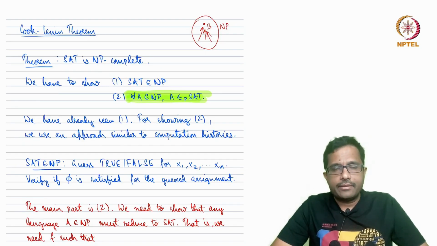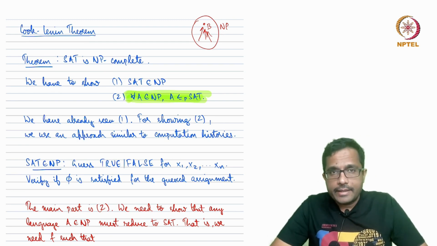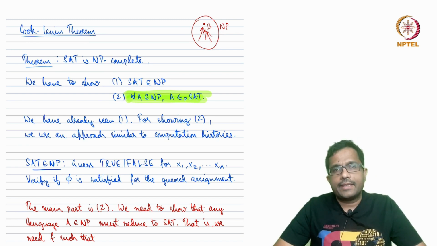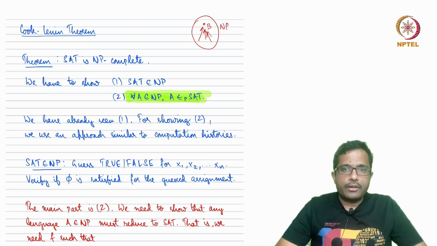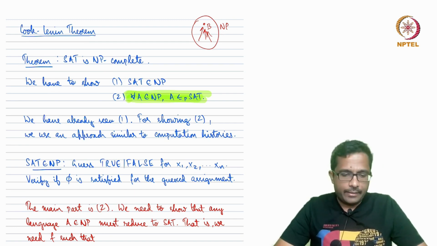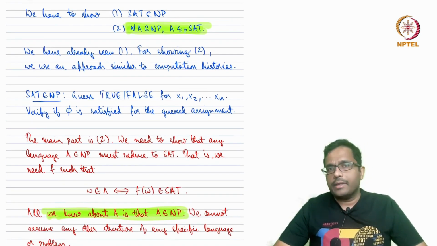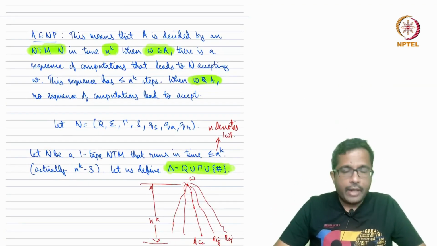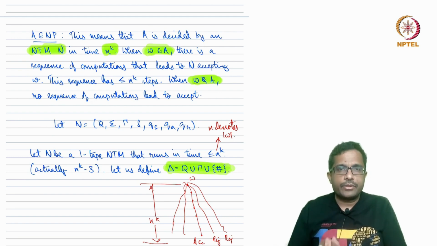Hello and welcome to lecture 51 of the course Theory of Computation. In lecture 50, we started the proof of the Cook-Levin theorem. The Cook-Levin theorem states that SAT is NP-complete, which involves showing that SAT is in NP and that all the languages in NP can be reduced to SAT. The first part is easy. The second part is where the challenge of the proof lies. We have to take an arbitrary NP language A and show that A reduces to SAT.